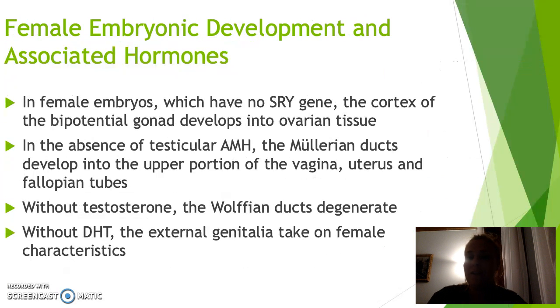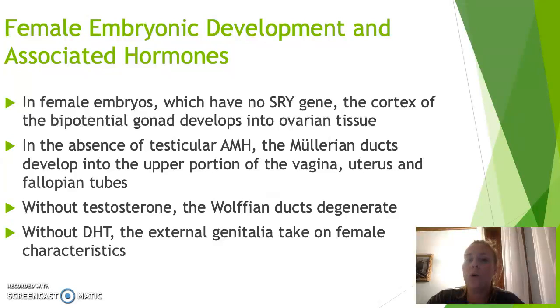Now we'll go over the female embryonic development. In female embryos, which have no SRY gene, the cortex of the bipotential gonad develops into ovarian tissue. Research has indicated that female development is a little bit more complex than we had originally thought, with multiple genes being required for the development of functioning ovaries.